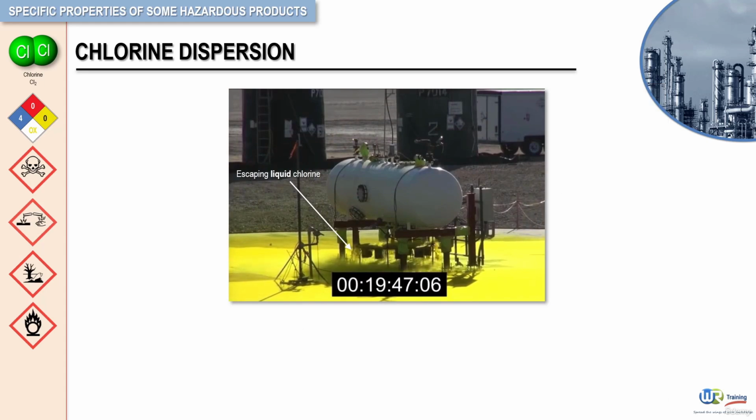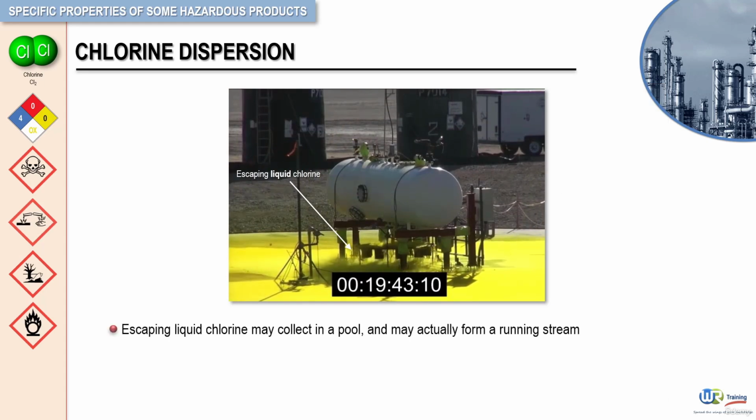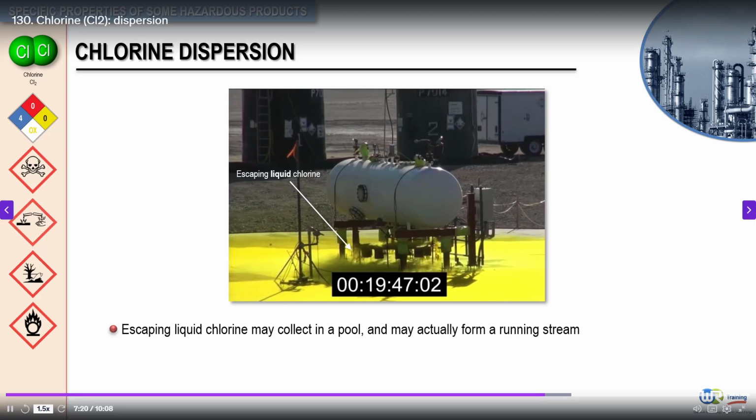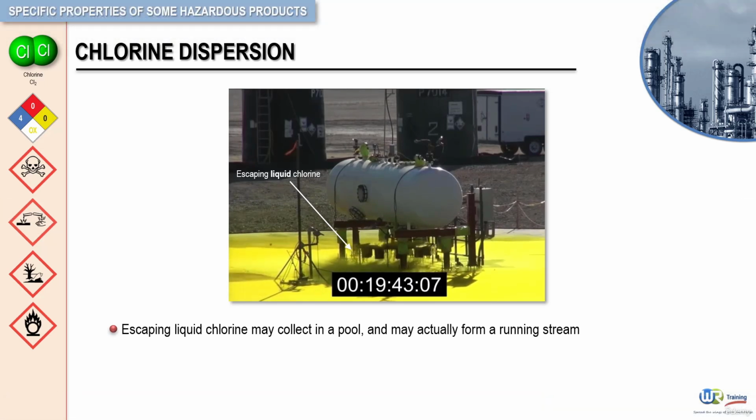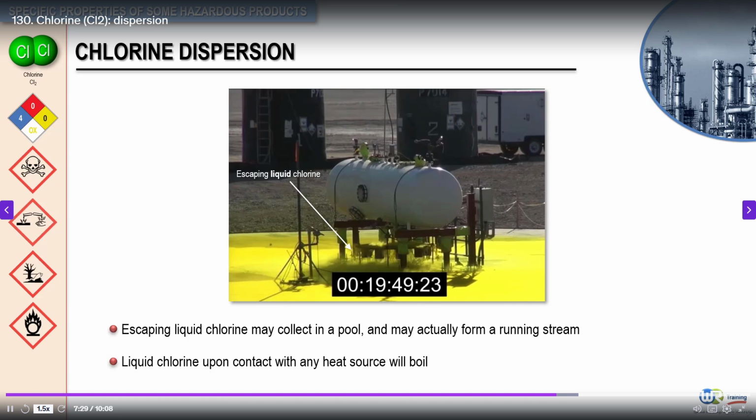Now, as illustrated in this example, escaping liquid chlorine may collect in a pool and may actually form a running stream. Liquid chlorine, upon contact with any heat source, like the air, ground, or water, will boil. Typically, the rate that the liquid becomes a gas will be relatively high initially, and may decrease as the heat source surrounding the chlorine is cooled. The concept of auto-refrigeration will be discussed in further detail in the next video.